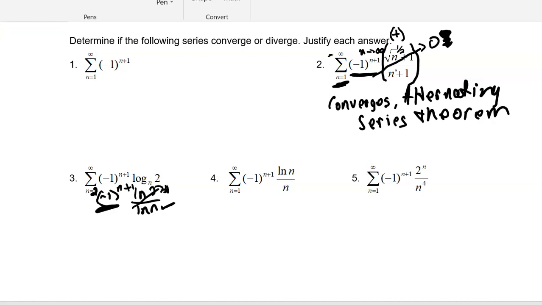The limit of this as we go to infinity is 0. If we did the nth term test, n goes to infinity, so it satisfies what we need to satisfy. It's positive numbers all the time, and it always decreases towards a limit of 0. So this one converges. And again, alternating series theorem.